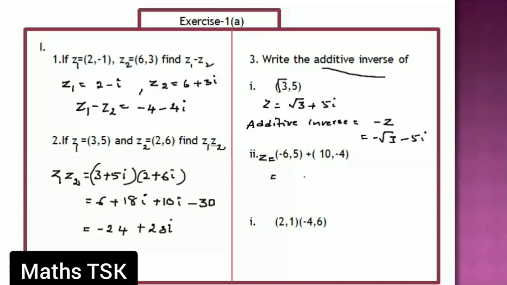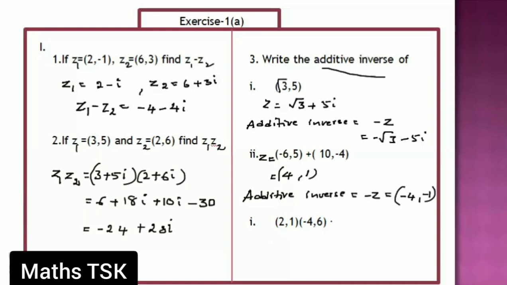Similarly, if you consider the second problem, if you consider this as z, z is nothing but minus 6 plus 10, which is 4, and then 5 minus 4 is 1. This is z. So what is the additive inverse? The additive inverse is minus z. Minus z is nothing but minus 4 minus i. That is the additive inverse of z.